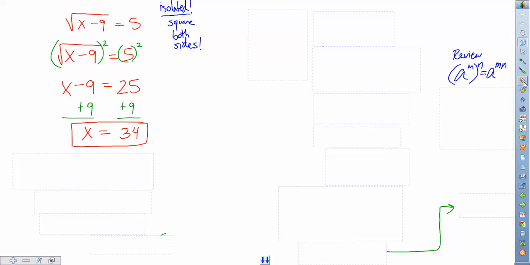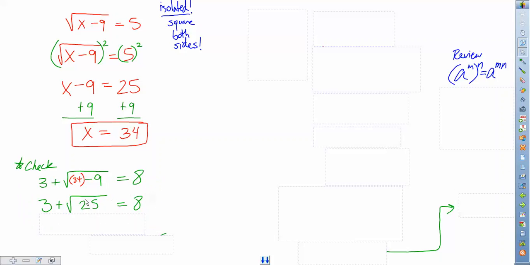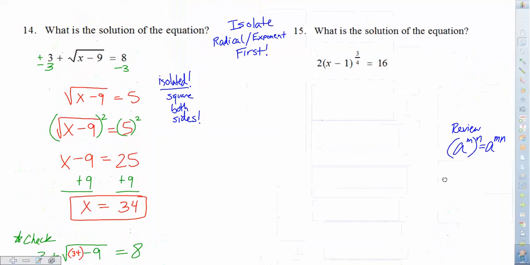It's very, very important to check your work on these problems that involve radicals. So here's us checking our work. We took the original problem, 3 plus the square root of x minus 9 equals 8. We substitute 34 in there. 34 minus 9 is what we have to do first, right? And we're in luck. 34 minus 9 gives us the perfect square of 25. We square root that 25, which gives us 5. 3 plus 5, hey look, we get ocho on one side and ocho on the other side. We got it.